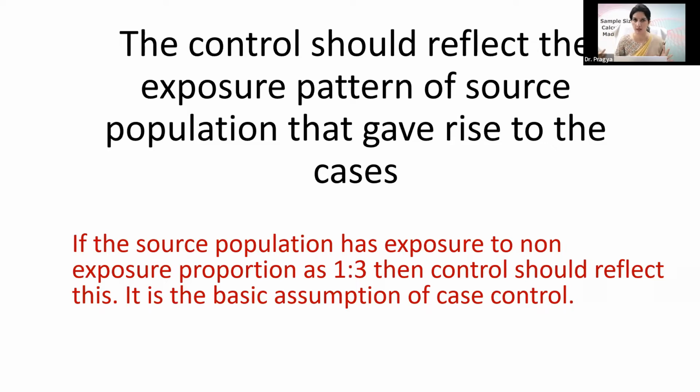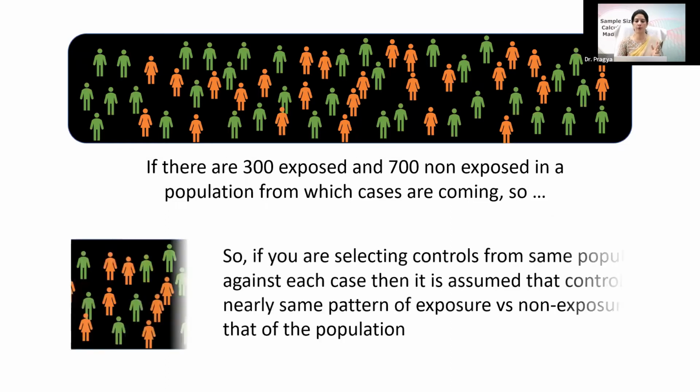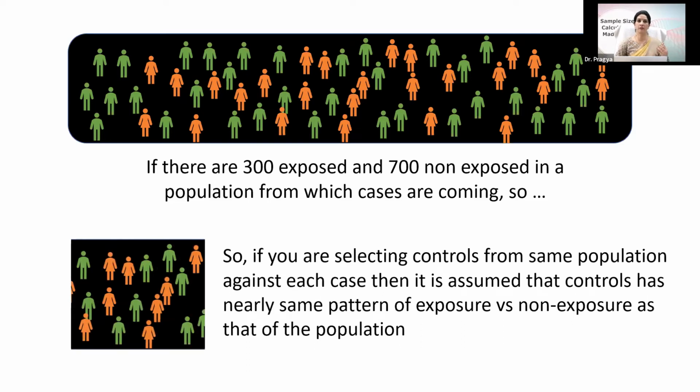From where to select? Because from where you select will classically show the difference in the association. Just to emphasize this example, in the population, if the ratio between the exposed and non-exposed is 3:7, like 300 are exposed and 700 are not exposed, then wherever you select the control, it should have the same distribution of exposure in the controls also.